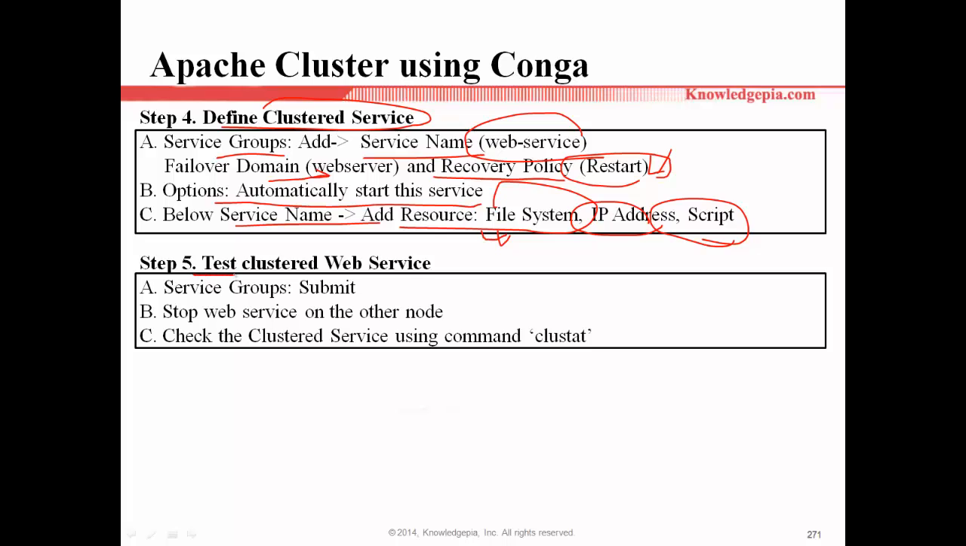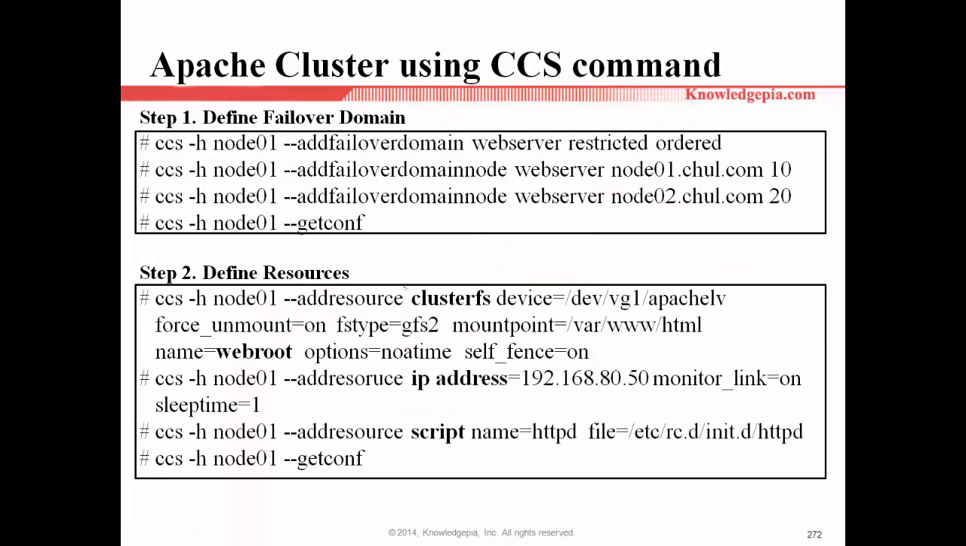The step 5, test the clustered web service. So after you submit all this information to the service group, then start the web service on the other cluster node, and after that, check the clustered service using the command clustat. Then you will see this web service migrate, or move, or transfer to another cluster node. Then you are successful in configuring the Apache Cluster, Apache Cluster using the CCS.